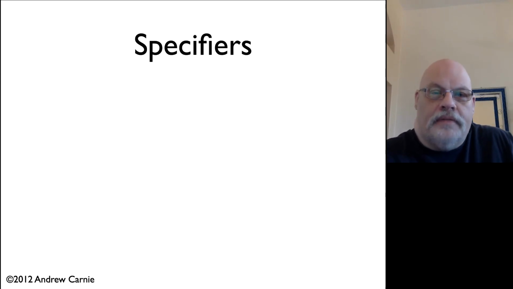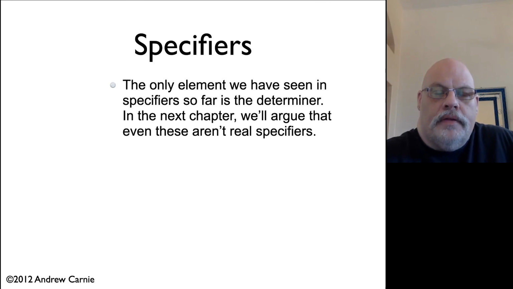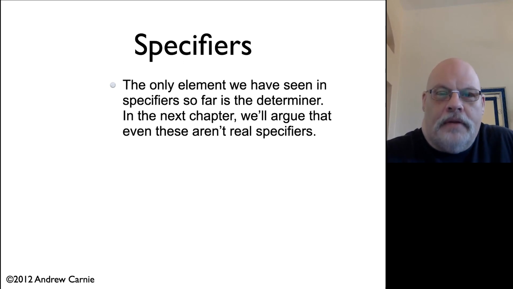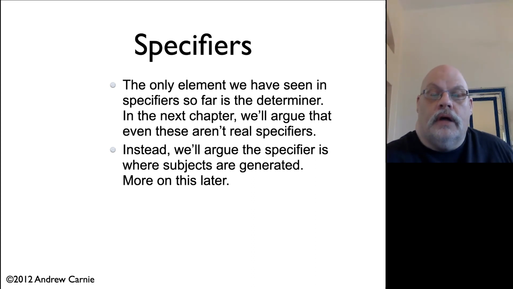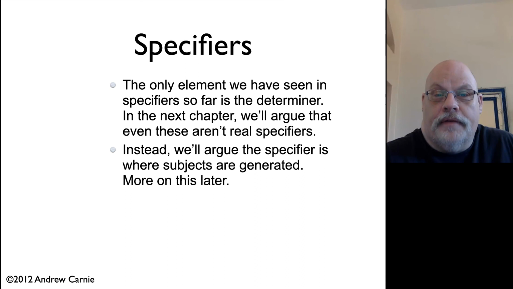Now, we haven't talked about specifiers. The reason for this is the only element we've seen so far that's a specifier is the determiner. And in fact, in the next unit, we're going to argue that even determiners aren't actually specifiers. So the specifiers are going to be a bit of a mystery for the moment. I've already told you before, you just have to take it on faith that the specifier rule exists. But we're going to argue a little bit later that we do have a role for specifiers. It's the position where subjects go. We just haven't seen all the data we need in order to get there.